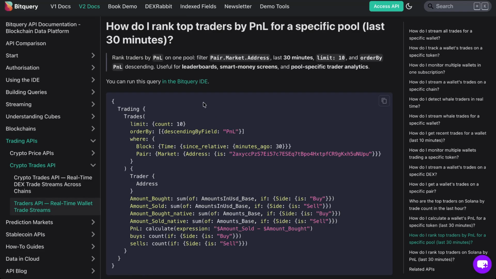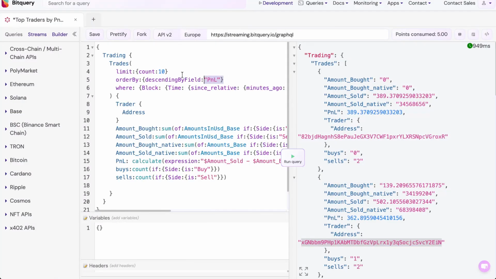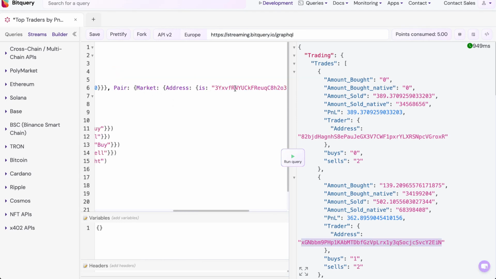Want to see the most profitable traders on a specific liquidity pool? This ranks the top 10 traders by PnL on that specific pool. Works on any chain. Just use the pool address.